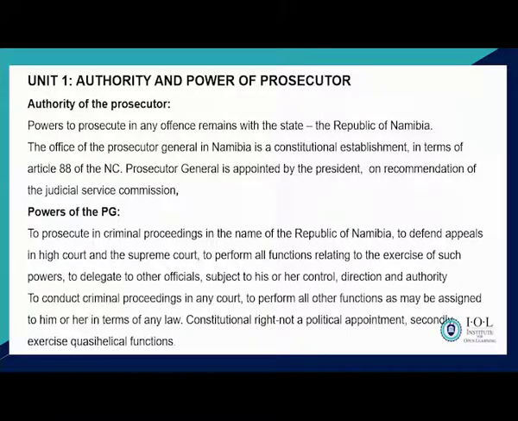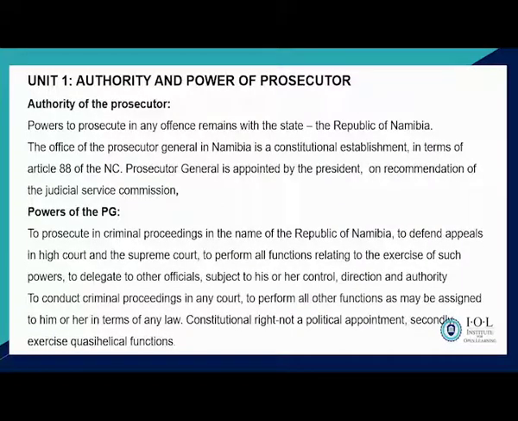Judicial Service Commission. Powers of the PG: to prosecute in criminal proceedings in the name of the Republic of Namibia, to defend appeals in the High Court and the Supreme Court, to perform all functions relating to the exercise of such powers, to delegate to other officials subject to his or her control, direction and authority to conduct criminal proceedings in any court, to perform all other functions as may be assigned to him or her in terms of any law. Constitutional right, not a political appointment.